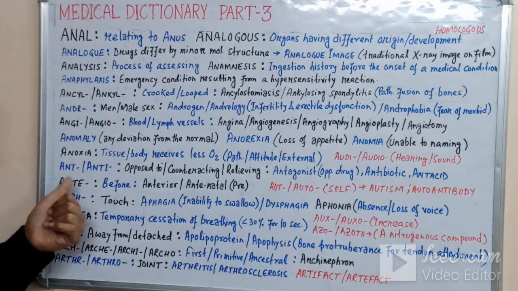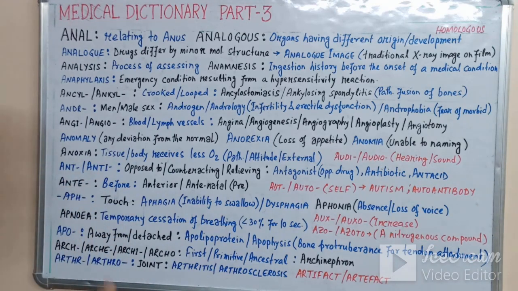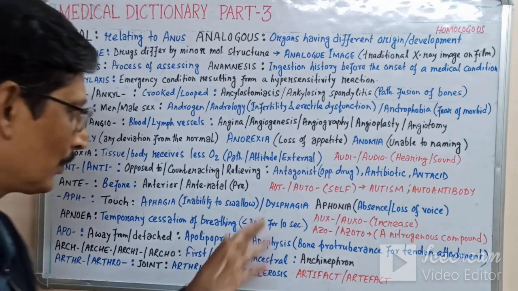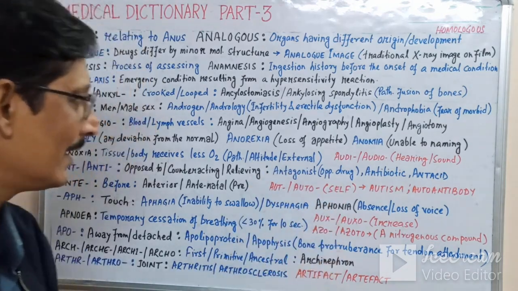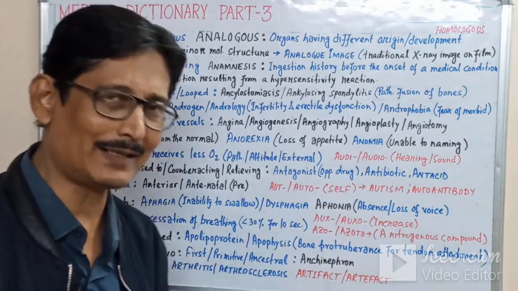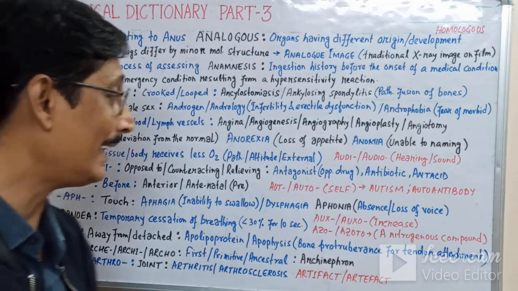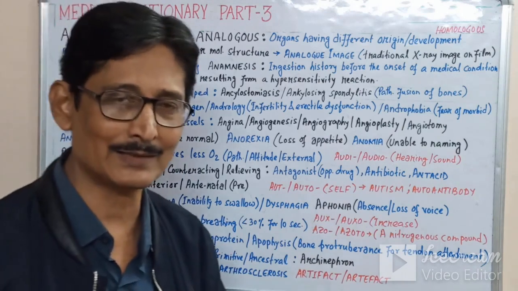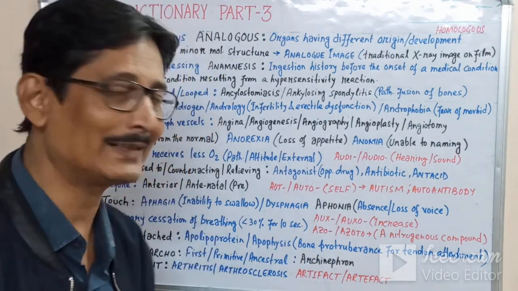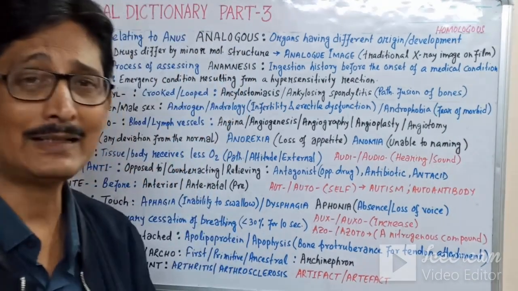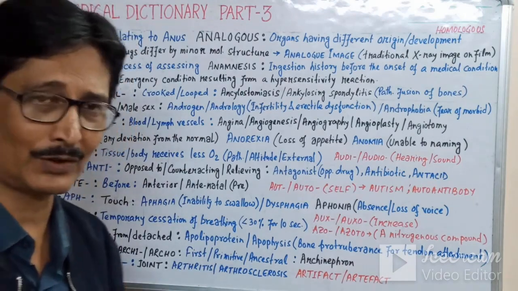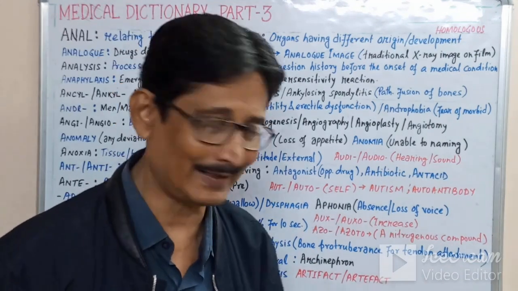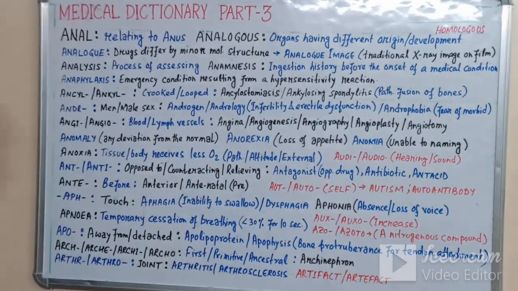Now ANT or ANTI, anti, that is opposed to or counteracting or relieving. All of you know about that. That is the antagonist. Antagonist is the opposite drug. Like antibiotic, mainly for the antibacterial. It is precisely known as an antibacterial drug, or antimycotic drug, that is a fungi killer drug, or antacid, that is killing acidity.